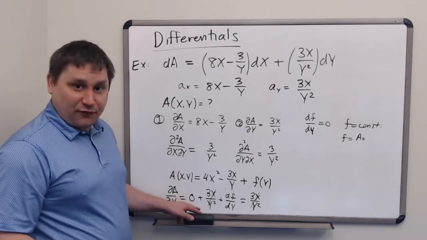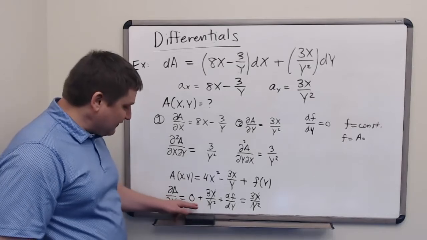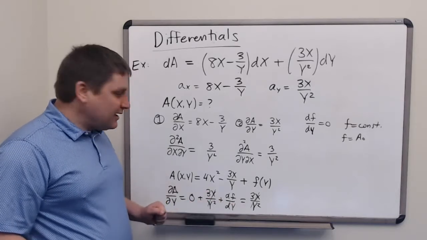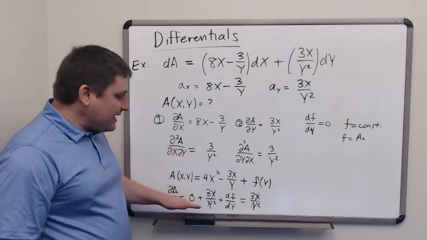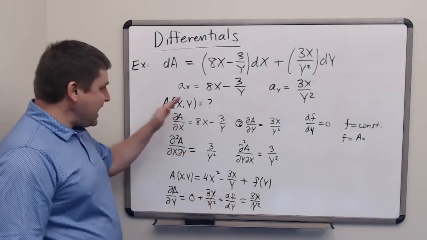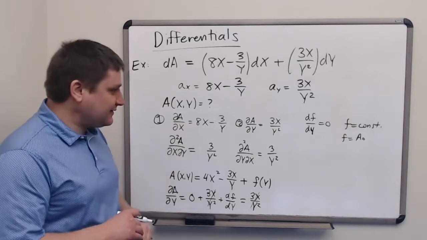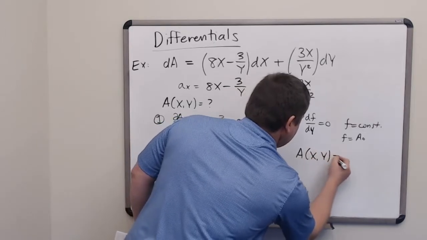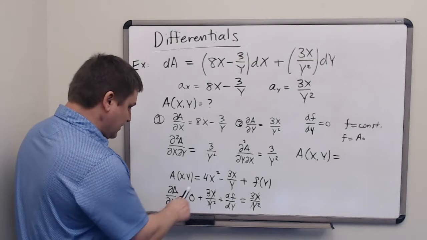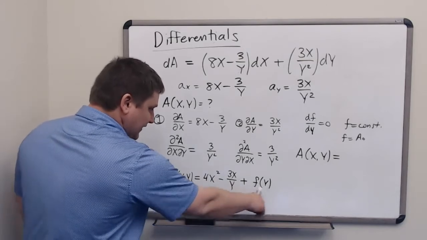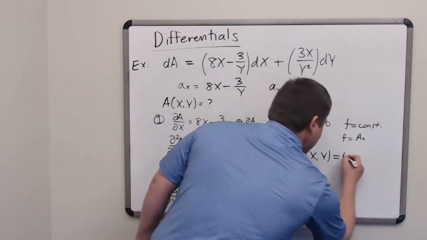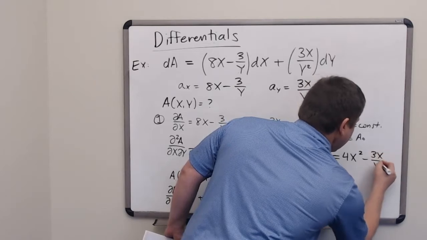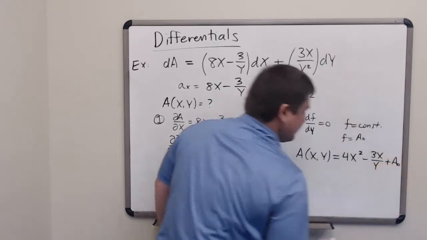Notice that we're kind of fortunate here in our solution that all the terms involving x at this final step canceled on both sides. Right? If that doesn't happen, then the function a does not exist. It can't exist. So let's write our function a here for our final answer. It will be our temporary solution with the correct value of f plugged in. So 4x squared minus 3x over y plus an undetermined constant.